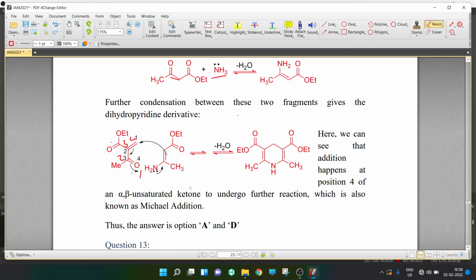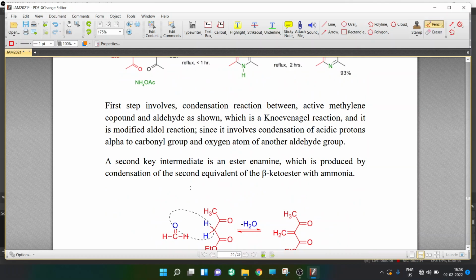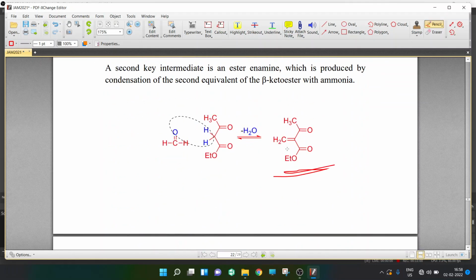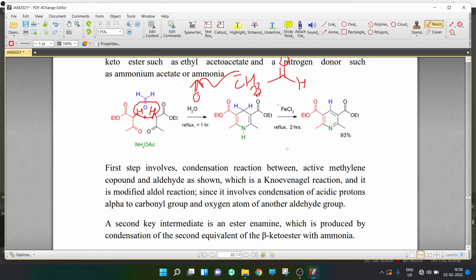So the two steps which are involved are the aldol reaction and Michael addition. Okay. So this mechanism is very important. It comes every time. Please look into it.